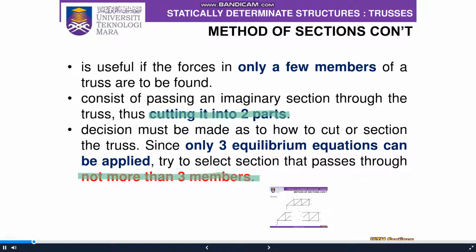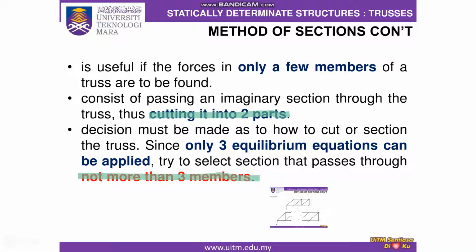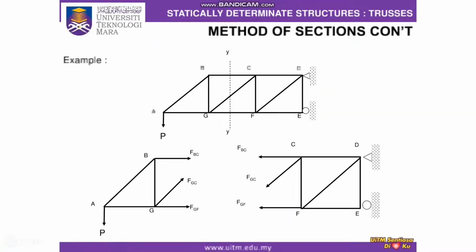Okay, how to start? First, you have to select a member, not more than 3 members, or refer to the questions for which members you need to cut. And you have to cut it into 2 parts. Refer to the example. The diagram shows that there is a YY cutting section at members BC, GC, and GF. Then you have to draw a new free body diagram after the cut.